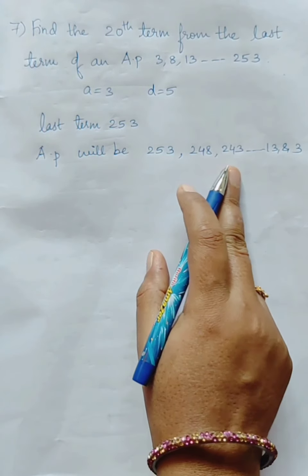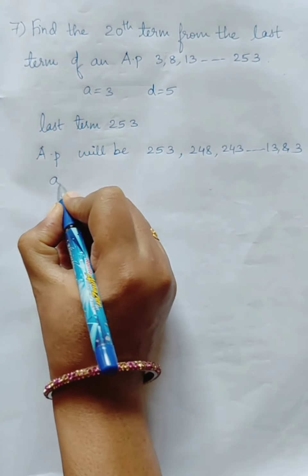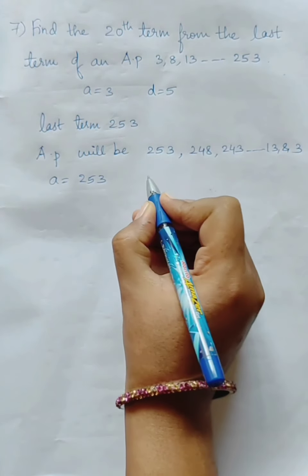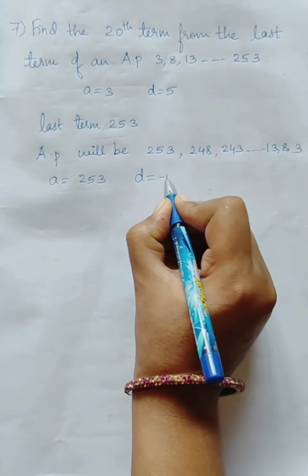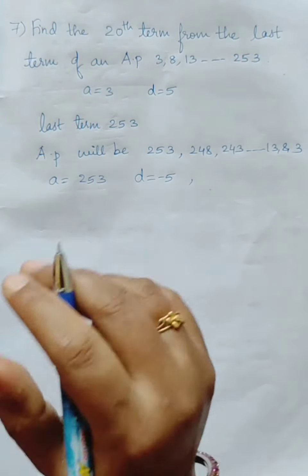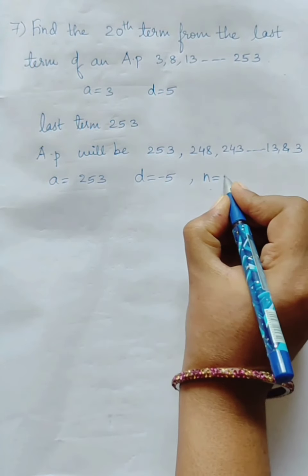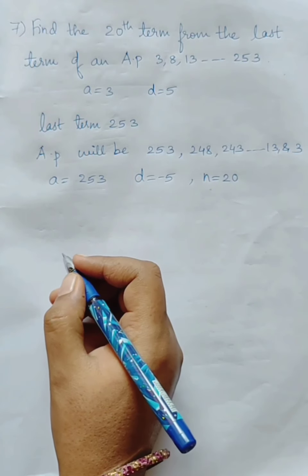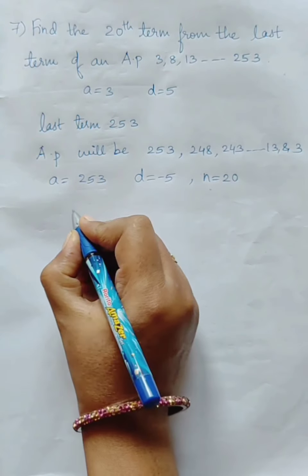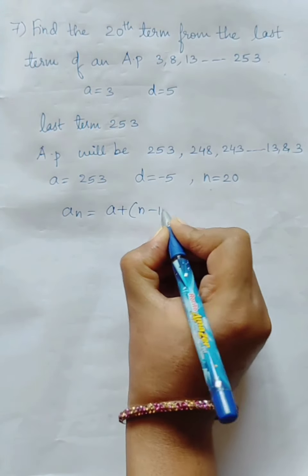Now for this AP, we need to find the first term and common difference. The first term is 253. What is the common difference? D is equal to minus 5, because every time I am subtracting 5. And what will be n? They have said find the 28th term, so n is 28. Okay, so I have got the values now. The same formula we are going to apply: An is equal to A plus n minus 1 into D.